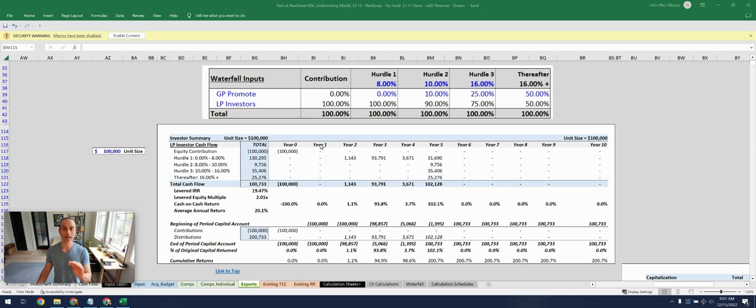So let's walk through an actual deal. That's just sort of the structure, right? So two minutes to go through that. Let's go through an actual deal. So this is an example, right, of a $100,000 investment.